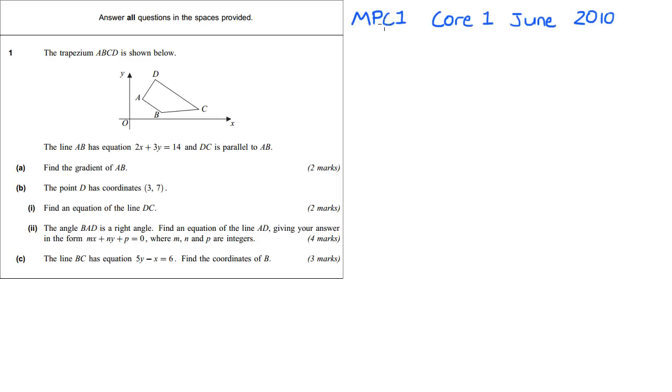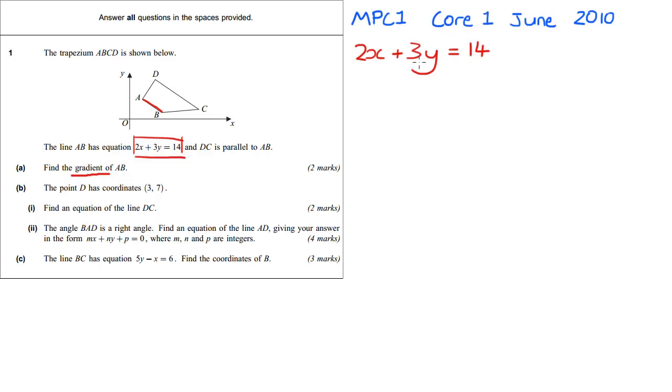So this is the first video for Core 1 from June 2010, and it's a pretty straightforward question 1. With A, we are being asked to find the gradient of AB, which is this line coming there. We have to find the gradient of that line, and we get given its equation, so we'll use what we get given. So 2x, let's start up here, 2x plus 3y is equal to 14.